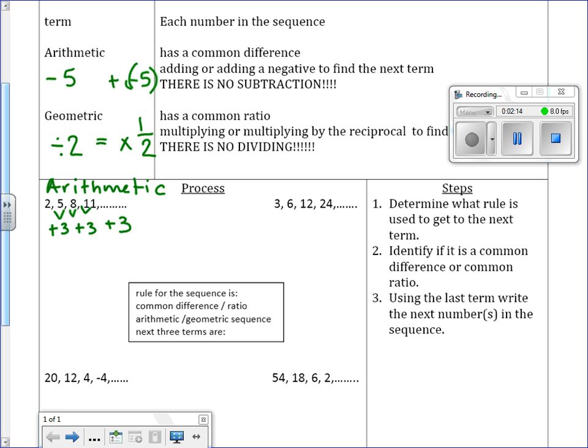Okay. And then we figured out what type of sequence it was, and the next 3 terms would be, okay, 11 plus 3, that's going to be 14, and then 14 plus 3 would be 17, and 17 plus 3 would be 20. So that's what I did with my arithmetic sequence.